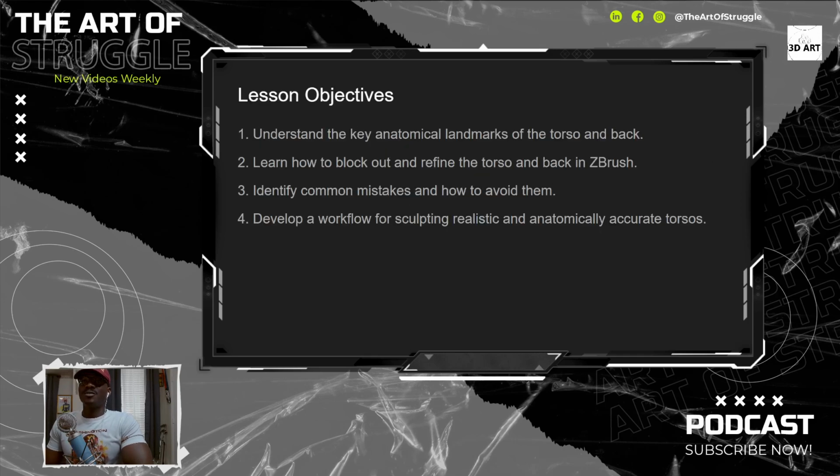So the objective for this lesson is to understand the key anatomical landmarks of the torso and back. Learn how to block out and refine the torso and back inside of ZBrush, identify common mistakes and how to avoid them. And the fourth is to develop a workflow for sculpting realistic and anatomically accurate torsos. When I talk about anatomically correct, I'm talking about the proportions of the muscles to each other, the proportions from them to the bone, using those landmarks.